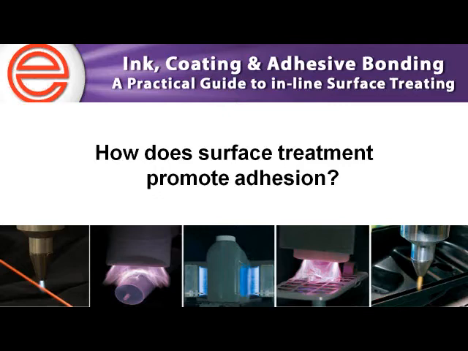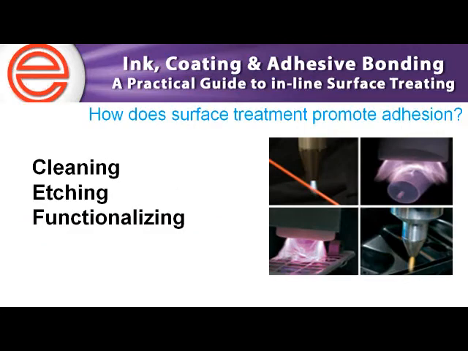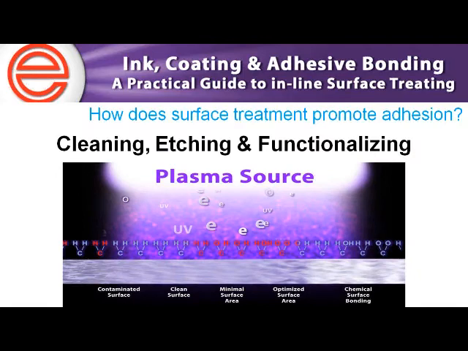Now that we know a little bit about impediments to the treating process, let's talk about ways that we can promote adhesion with surface treating. The surface treating process is going to do three things. It's going to clean the surface, it's going to micro-etch the surface, and it's going to lay down functional bonding receptors to the surface of your material. And the best way to explain this is really with a visual.